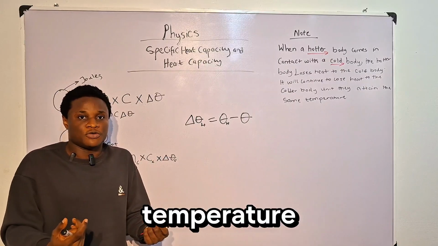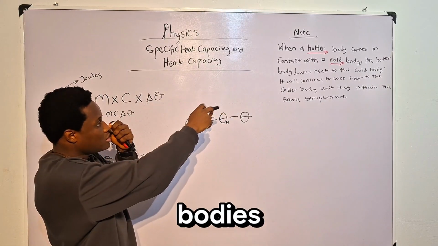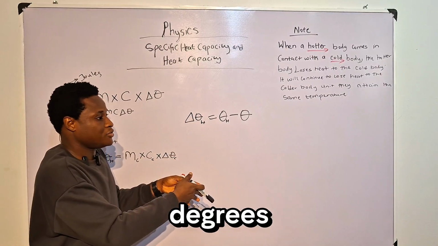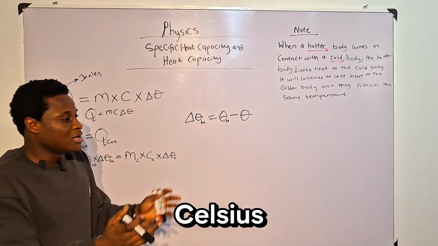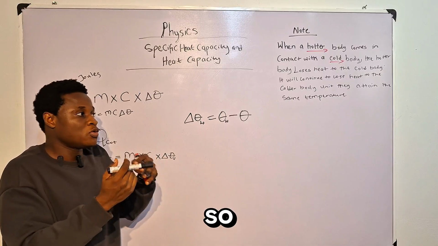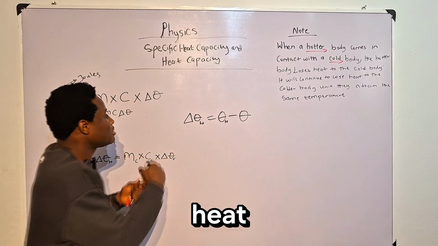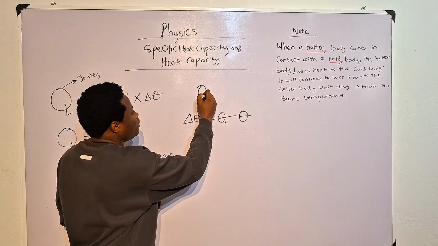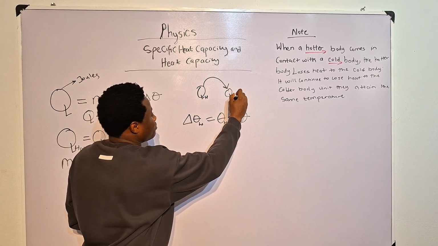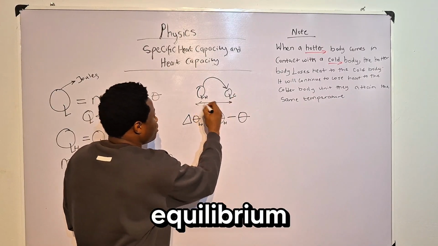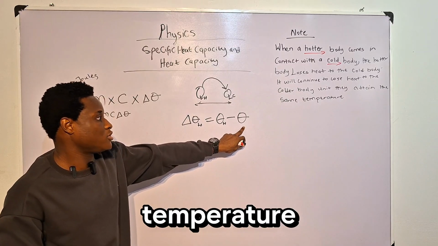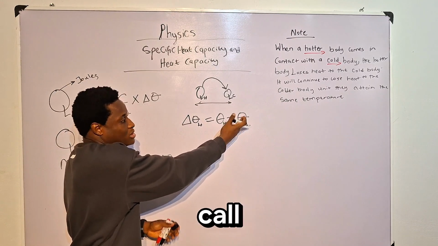Because when the two bodies come in contact, let's say this one is 100 degrees Celsius and this one is 40 degrees Celsius, when they meet together, heat will be lost from the hotter body. The hotter body will transfer heat to the colder body until they stay in equilibrium, until the temperature becomes stable. The stable temperature is what we call the equilibrium temperature here. We can call it theta.